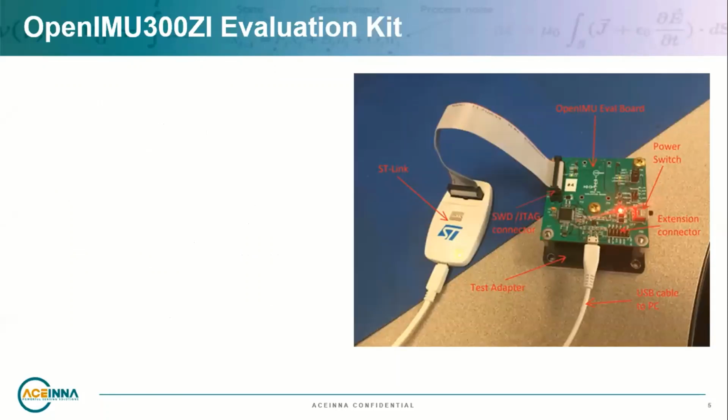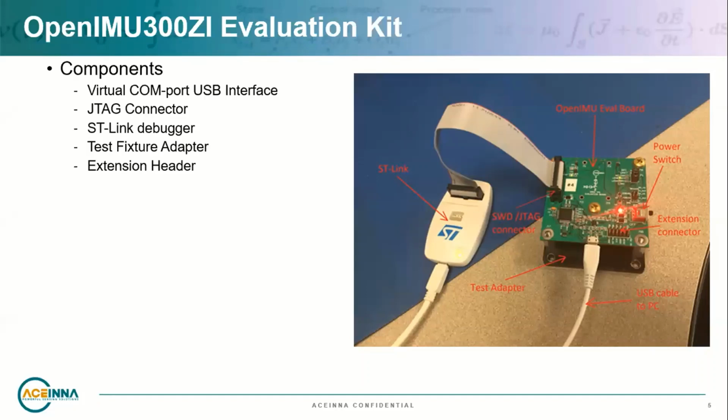Let's take a look at what the evaluation board looks like. The main component of this eval board is a virtual COM port USB interface that you can connect directly to your PC. This cable also provides the power to the eval board over here, and we have the power switch to turn the power on and off.